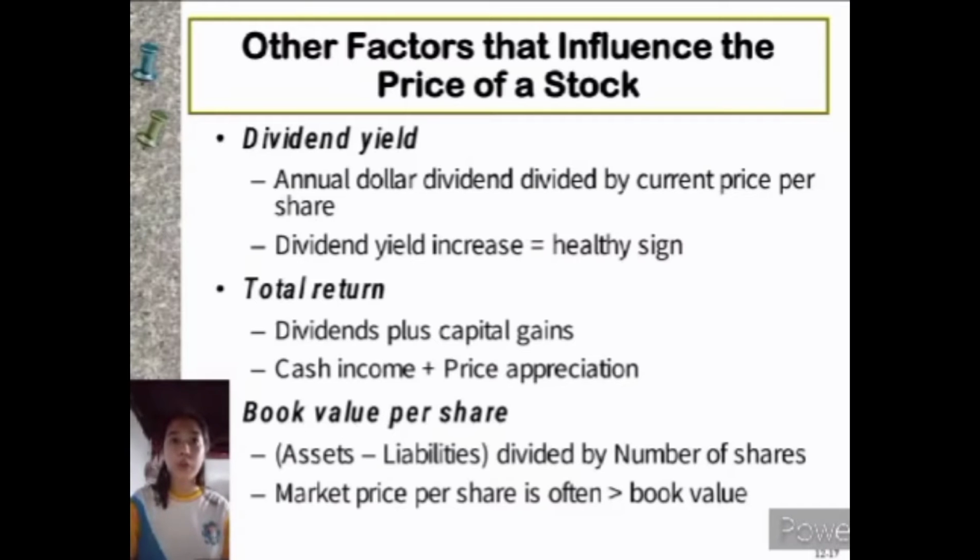Book value per share takes the ratio of a firm's common equity divided by its number of shares outstanding. When a stock is undervalued, it will have a higher book value per share in relation to its current stock price in the market.